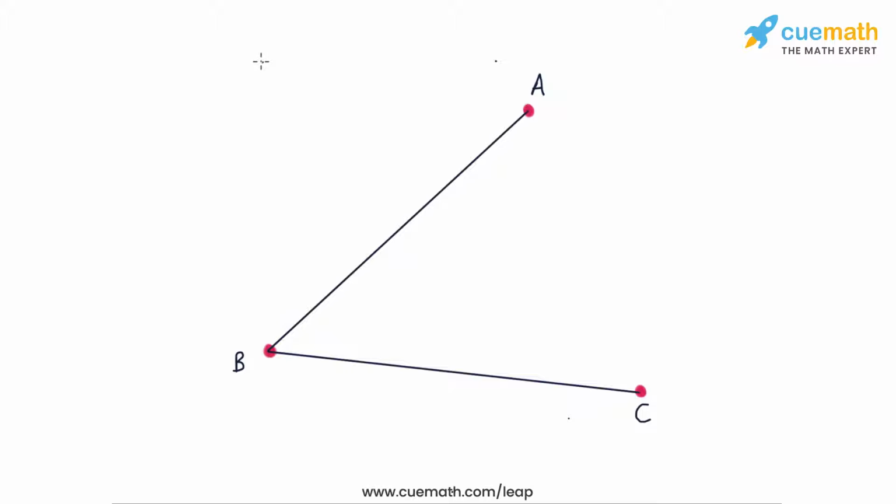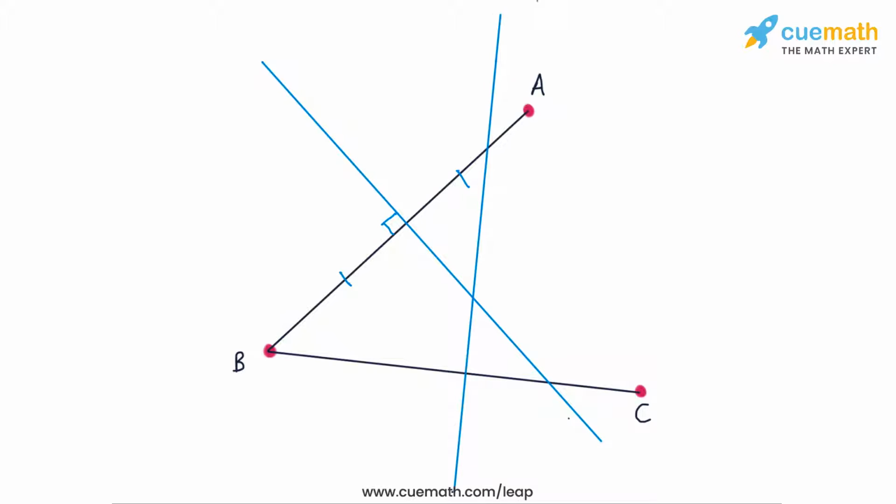So if I draw the perpendicular bisector of AB, let's say I get a line like this, which is the perpendicular bisector of AB. So it bisects AB and it is perpendicular to AB. And now let's draw the perpendicular bisector of BC. So something like this. And this is the second line, which bisects BC and is also perpendicular to BC.